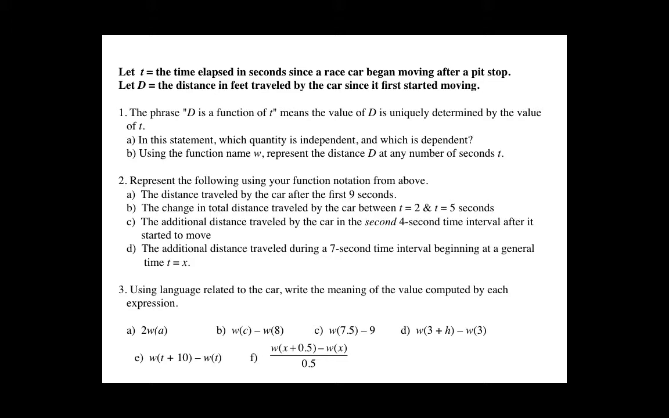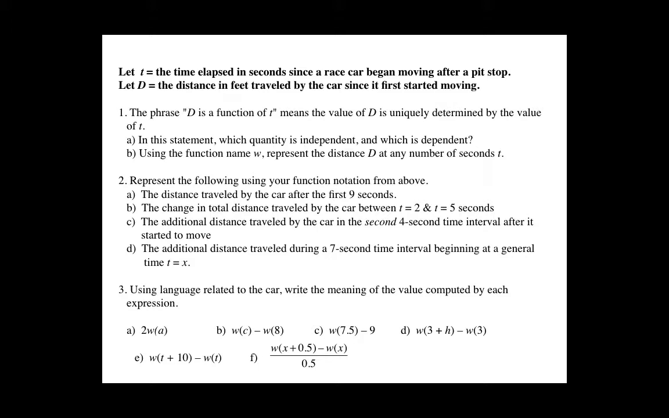Yeah. W of 9. So W is this relationship between the distance traveled by the car since it started moving after the pit stop, and T is the time since it started moving after the pit stop. So if I want to know the distance after 9 seconds from the pit stop, the first 9 seconds here, it would say W of 9. Make sure it's not D of 9. So W of 9 is a value of D, distance, but W is the relationship that has the input T and output D. And W is the name of the relationship. So this would be W of 9.